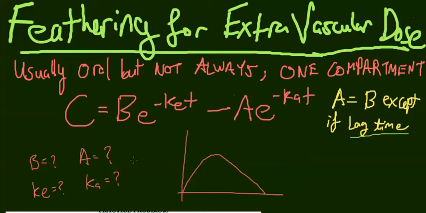So what is feathering? Feathering is really just taking the graph of this equation. So this C equation gives us this graph, right? But we're not going to know, we're just going to be given points. We're not going to know what B is, what KE is, what A is, and we're not going to know what KA is. So the purpose of feathering is just to find these values, based on the points we're going to get. And I'll show you right now what I mean.